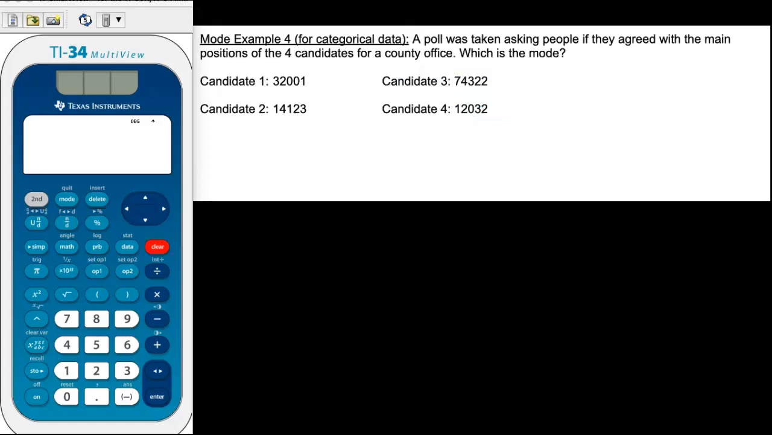In this example, we have a poll that was taken asking people if they agreed with the main positions of the 4 candidates for a county office. Which is the mode? At first glance, you might look at these numbers and say, well, there aren't any repeats of the numbers, so there's no mode. But this is a different type of question. What these numbers represent is the number of times people voted for candidate 1. So imagine a list of candidate 1, candidate 1, candidate 1, and there's 32,000 in one of those.